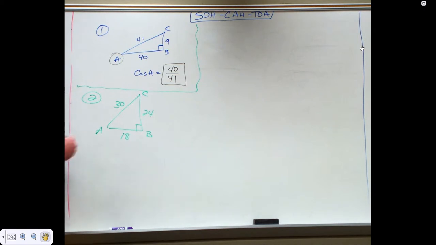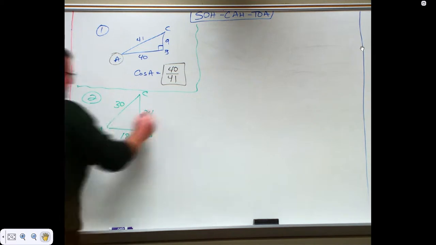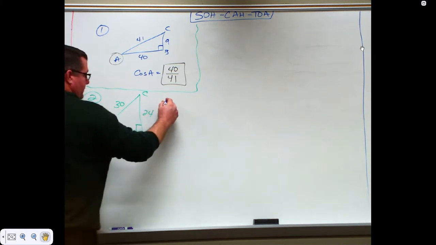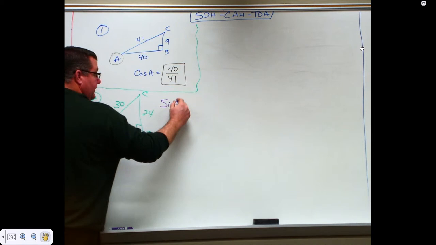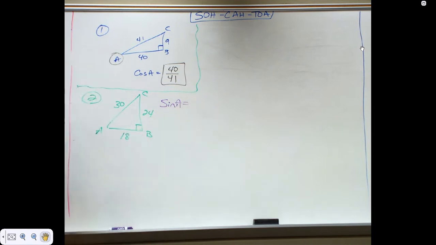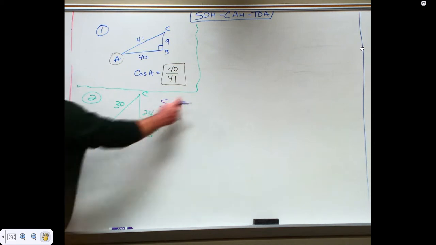Now, let's look at this. What do they ask me to find here? Sine of A again. What's important is that I can't know what's opposite until I find out which angle I'm talking about. What am I talking about? Sine A, sine A. So 24. If it helps you, circle it. With respect to A, I need the what?